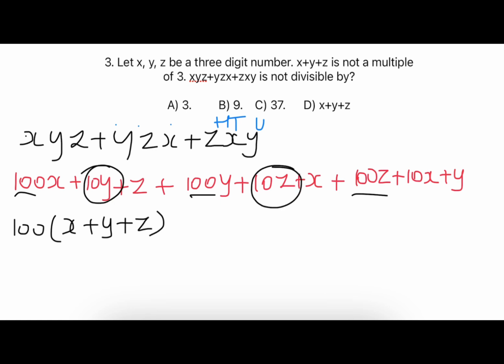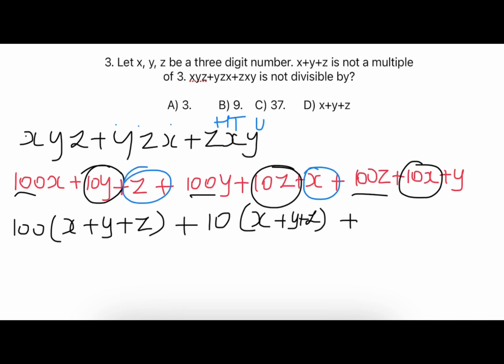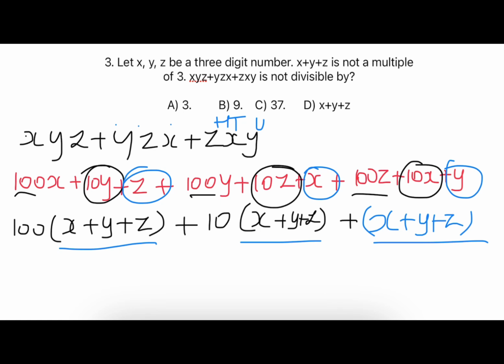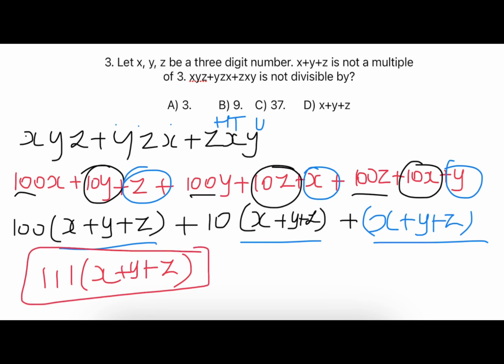Similarly, there is 10y, 10z and 10x. So plus 10 into x plus y plus z, plus what is remaining? Another remaining term is z, x and y, plus x plus y plus z. This is another set. So as you can clearly see, x plus y plus z is common. So the remaining things can be added. That is 111 into x plus y plus z. So as we can see the options, this number is certainly divisible by x plus y plus z. So this option is ruled out. Option D is ruled out.